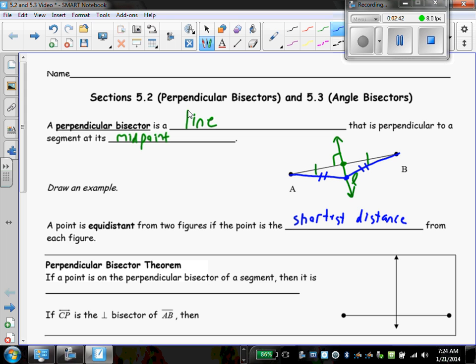So, part of our perpendicular bisector theorem is that if a point is on a perpendicular bisector of a segment, then it is equidistant from each endpoint of the segment.